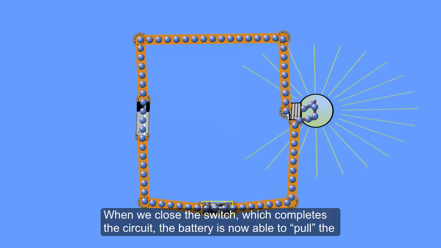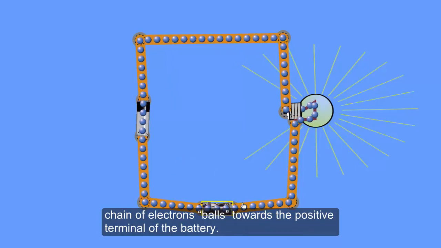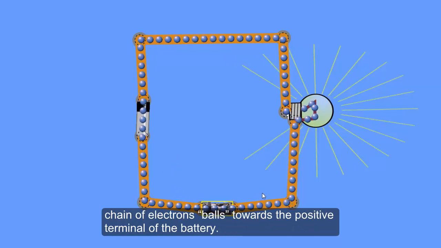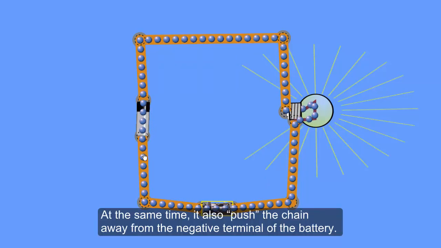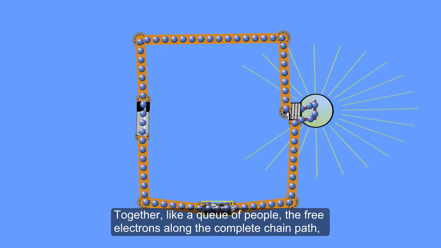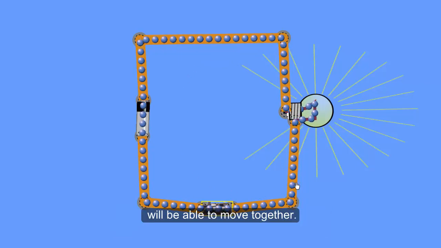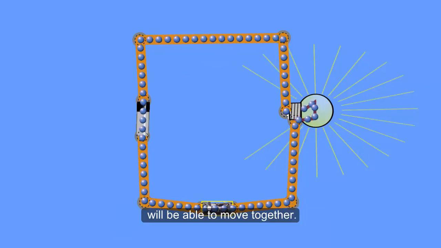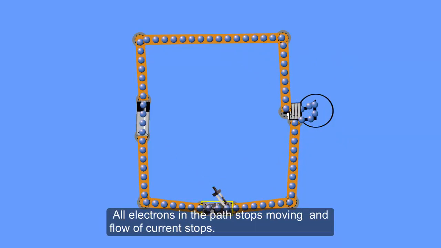When we close the switch, which completes the circuit, the battery is now able to pull the chain of electron balls towards the positive terminal of the battery, and at the same time it also pushes the chain away from the negative terminal of the battery. Together, like a queue of people, the free electrons along the complete chain would be able to move together. But however, if the switch is open, the complete chain is right now broken, and the electrons in the path actually stop moving and the flow would naturally stop.